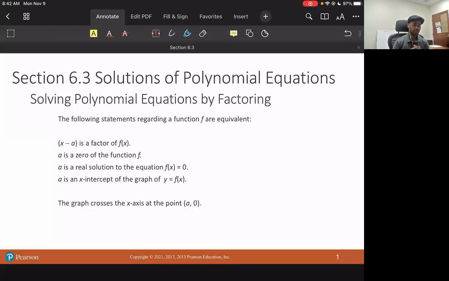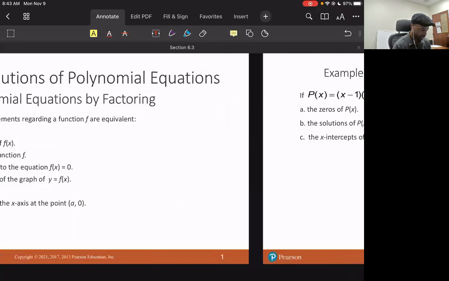All right, so we're gonna go over 6.3 real quick. Notice we kind of touched on these principles in earlier sections or earlier chapters. What's different is we're gonna use a little bit of factoring. Zeros, real solutions, x-intercepts, they all mean exactly the same thing. It's just depending on how the question is framed, you respond accordingly. So let's look at this first example.